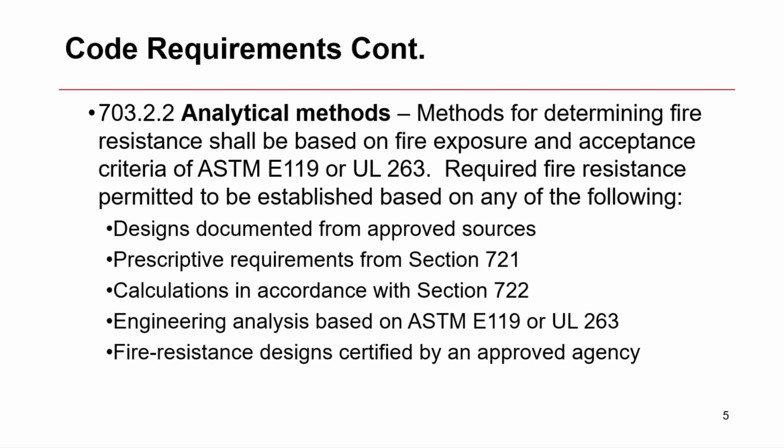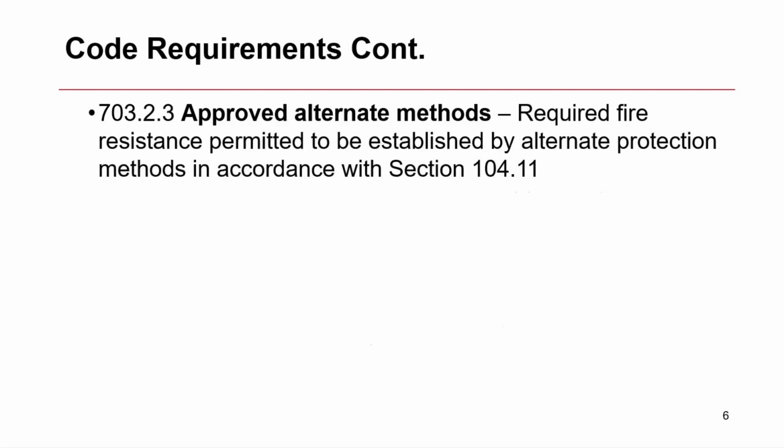So those are your 5 practical methods. And then moving on, we have that third method of showing compliance with the codes, and that's through the use of Section 104.11. Section 104.11 is a section of the code that's been around for many decades. It relates to the use of alternate materials and methods.